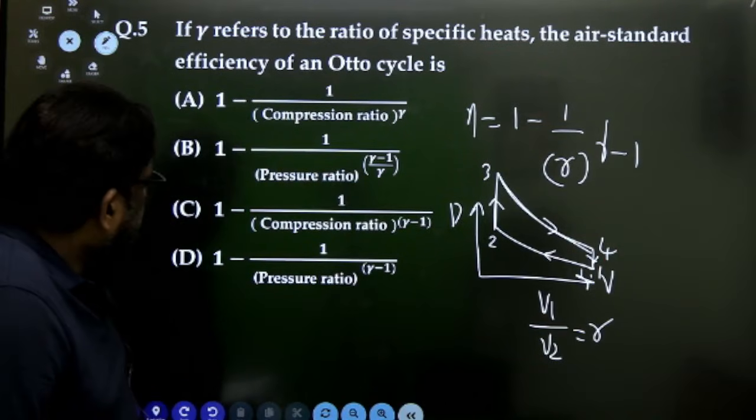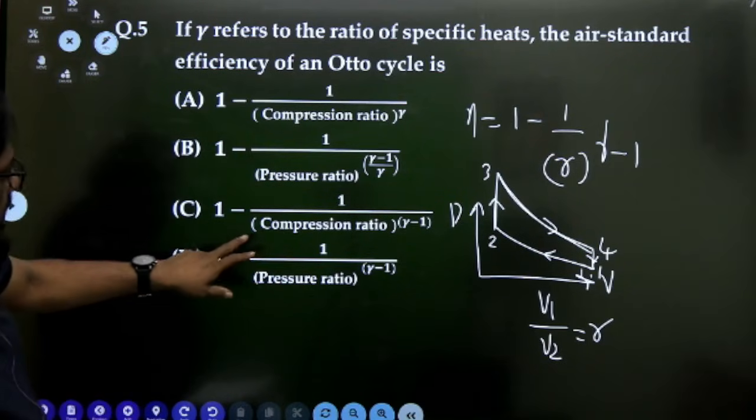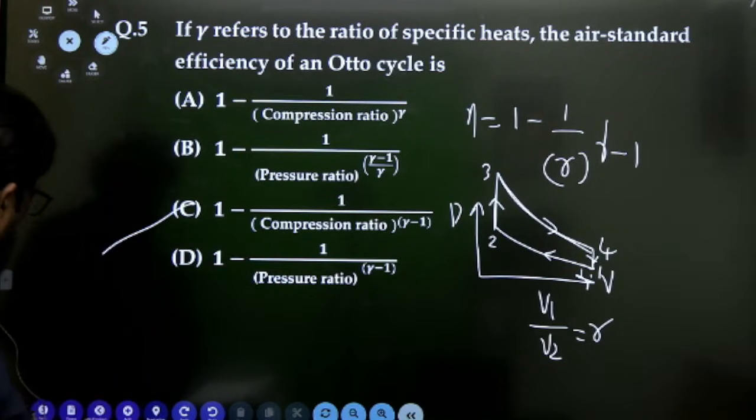Is it okay? Next: 1 minus 1 by r power gamma minus 1. Yes, it's a simple question. But many questions come from this, sir, so be a little careful.